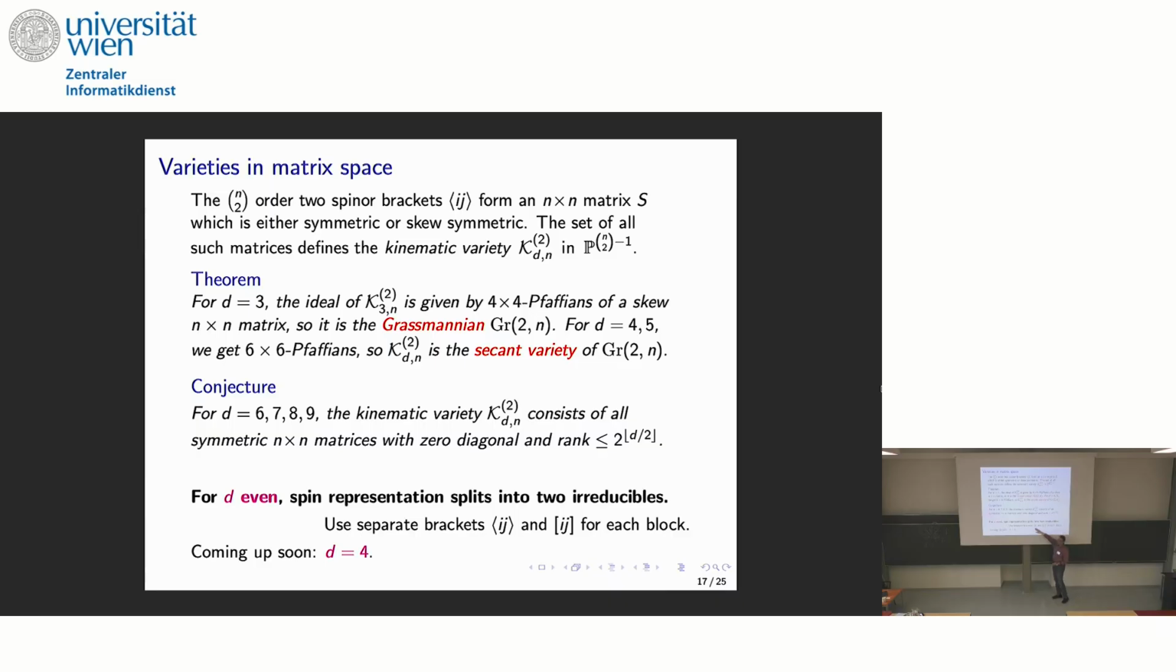So physicists have this bracket and that bracket. Because if d is even, such as d equals 4 in the space around us, we need 2 kinds of brackets, one for each irreducible component. Coming up soon, d equals 4.